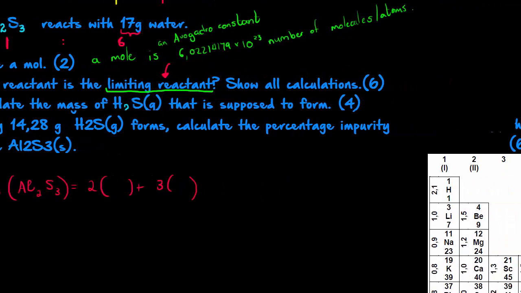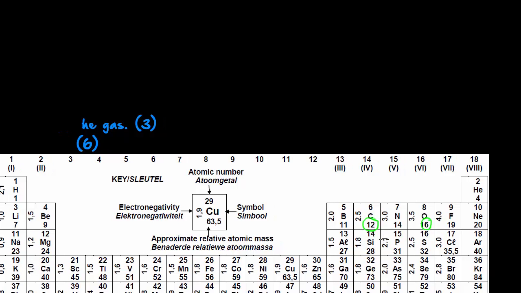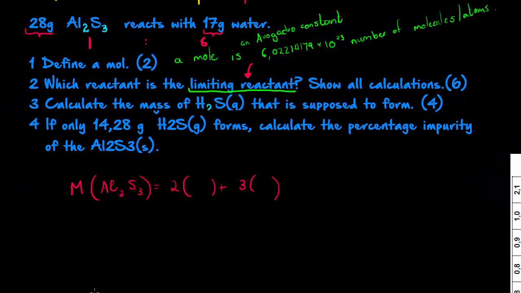Let's see what that should be. Okay, aluminium is 27, sulfur is 32. So 2 times 27, 3 times 32. That gives me 54 plus 96. It gives me a lovely 150 grams. Okay, so if I had 1 mole of dialuminium trisulfide, I will have 150 grams of it.